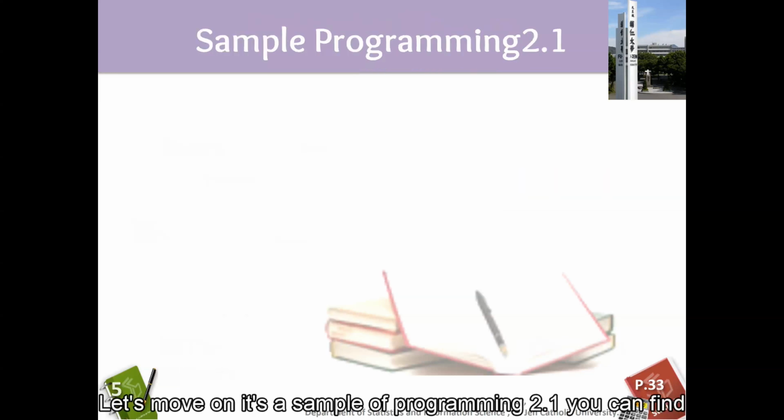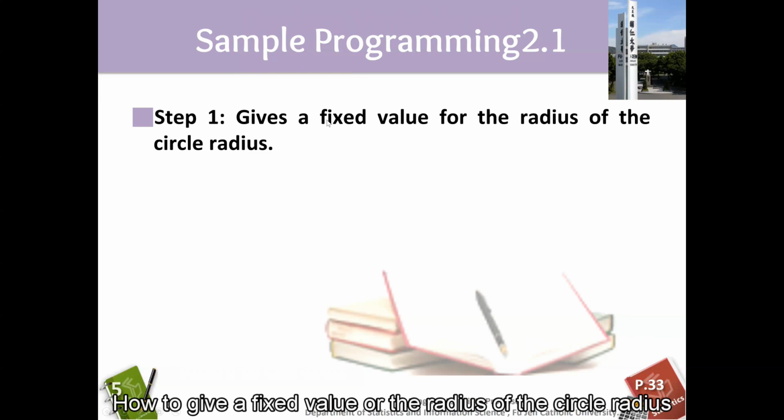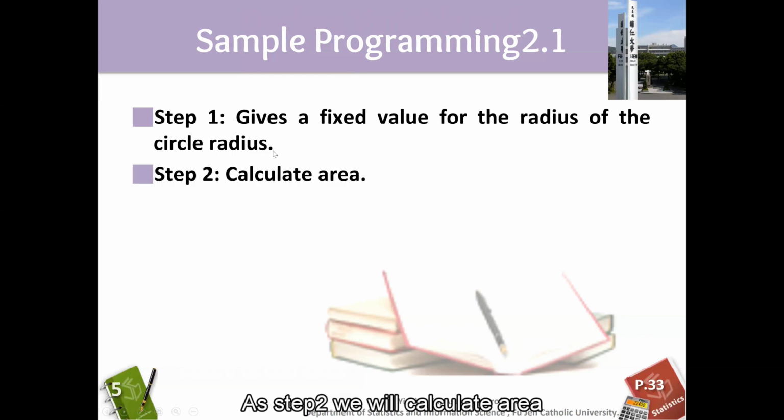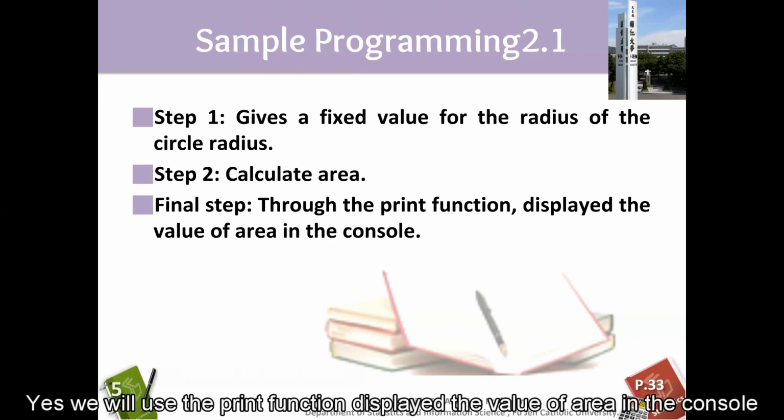So let's move on. It's sample program 2.1. You can find it in your textbook, page 33. Step 1 gives a fixed value. Here we will demonstrate how to give a fixed value for the radius of the circle. In step 2, we will calculate the area. And in the final step, we will use the print function to display the value of area in the console.